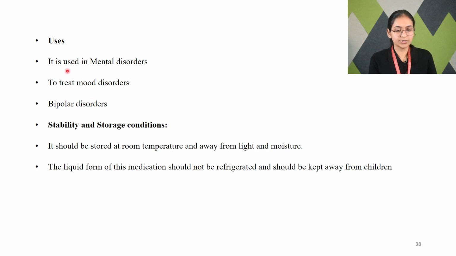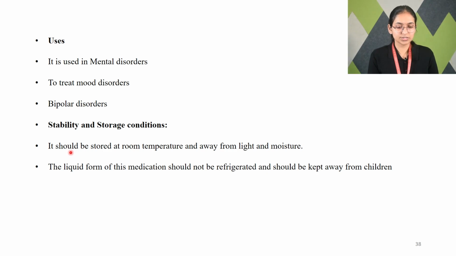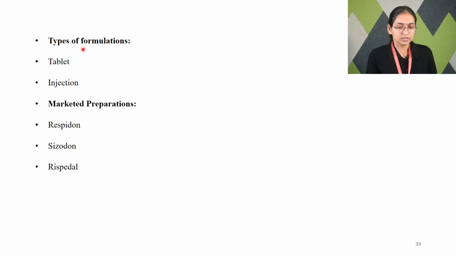The uses of risperidone are, it is useful in the treatment of mental disorders, mood disorders and bipolar disorders. Next is stability and the storage condition. It should be stored at room temperature, away from light and moisture. The liquid form of this medicine should not be refrigerated and should be kept away from children. The types of formulations are tablet and injection form. The marketed preparation names are Risperidone, Sizodone and Risperdal.